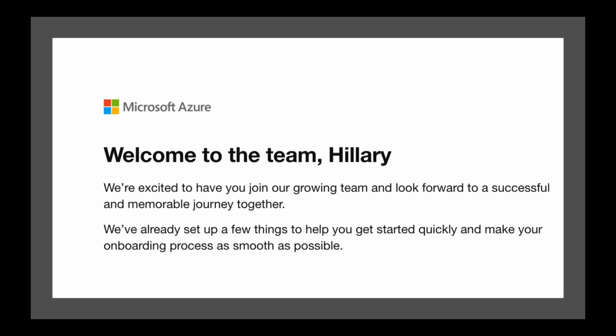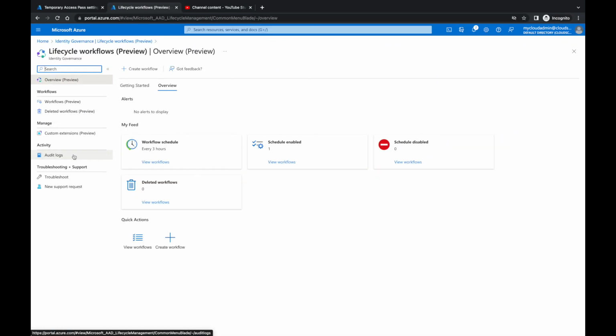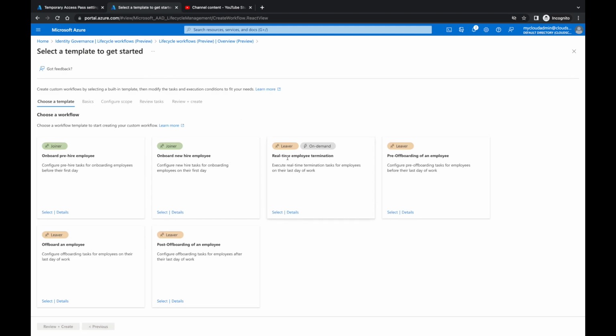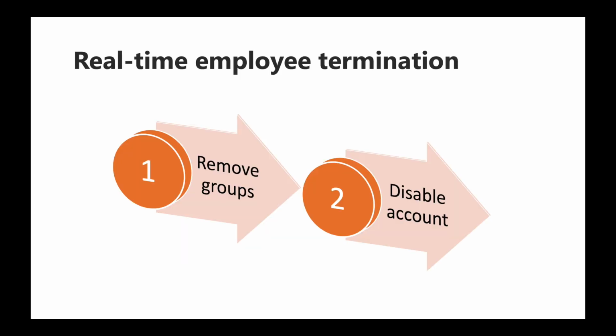So remember, Hillary's title was interim purchasing manager. So what we're going to do is, hey, she's not working out. She's actually spending way too much money. What we're going to do is now work on disabling her account. So here we are, we're back at Lifecycle Workflows. And we see we have scheduled enabled. We have one still enabled here. So we're going to click on Workflows. And we can also do it from up here as well. We can click Create Workflow. And we're going to do real-time employee termination. So remember what we said we were going to do with real-time termination. Our goal is to make sure that we remove the groups and disable the account.